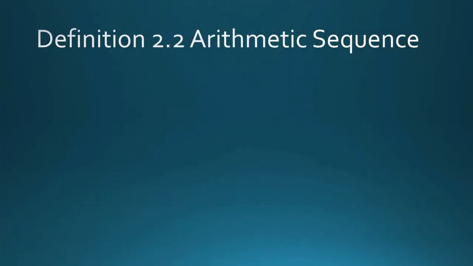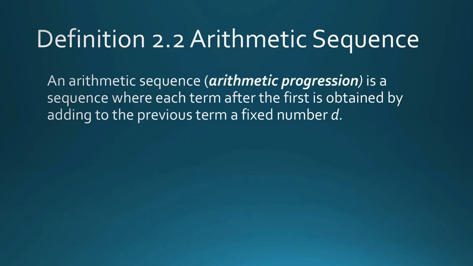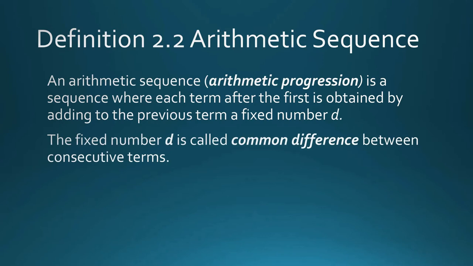Arithmetic sequence. What is an arithmetic sequence? We also call it arithmetic progression. It is a sequence where each term after the first is obtained by adding to the previous term a fixed number d. This fixed number d need not be always a positive number. It can be a negative number. So you can add a positive number, but you can also add a negative number. This fixed number d is called a common difference between consecutive terms.